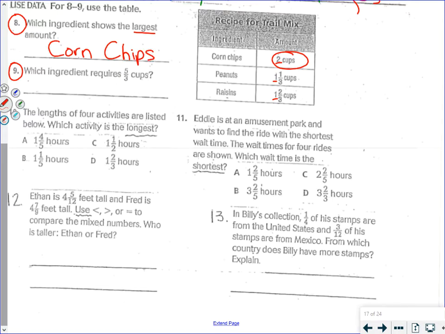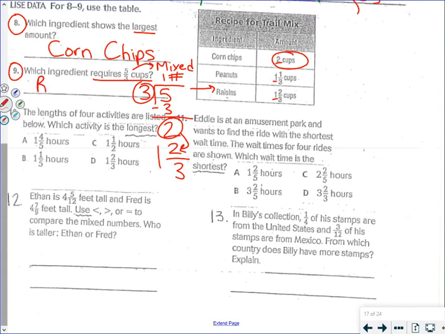Which ingredient requires 5 1/3 cups? So this is where we need to convert it to a mixed number. Thinking to myself, 3 divided by 5. I know it can go in one time, so it's minus 3, 2, 1, and 2/3. And then 2 is our remainder. That goes there, that becomes our numerator. So 1 and 2/3, raisins. Raisins is going to be our answer there.